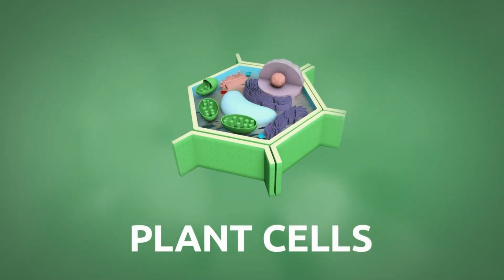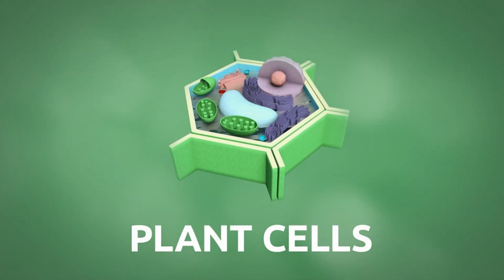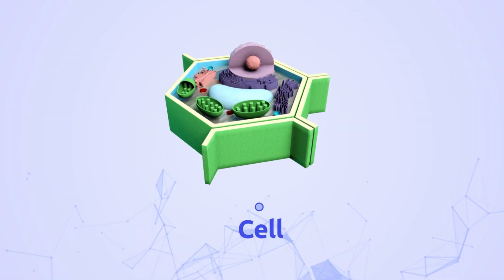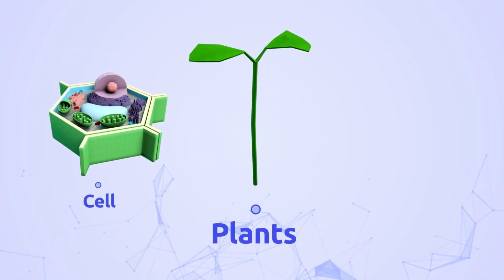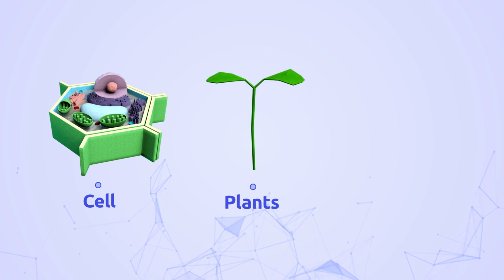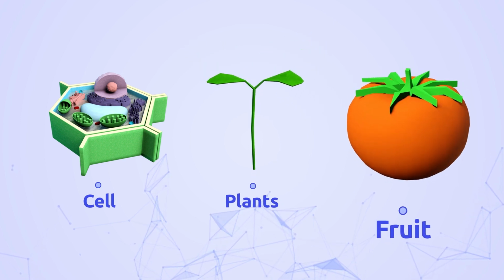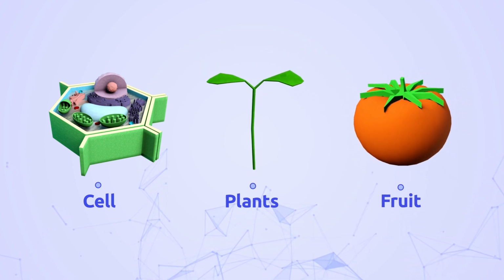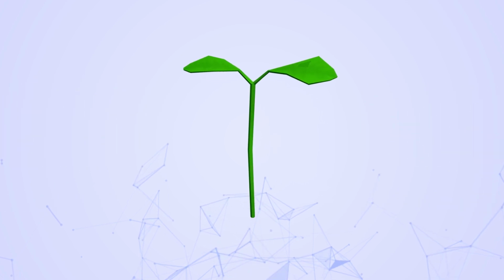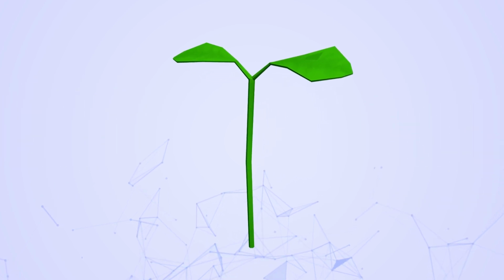Plant cells. Trees, flowers, vegetables, or fruit are made up of plant cells. These are in charge of the growth cycle. More specifically, vegetables make their own food through photosynthesis.